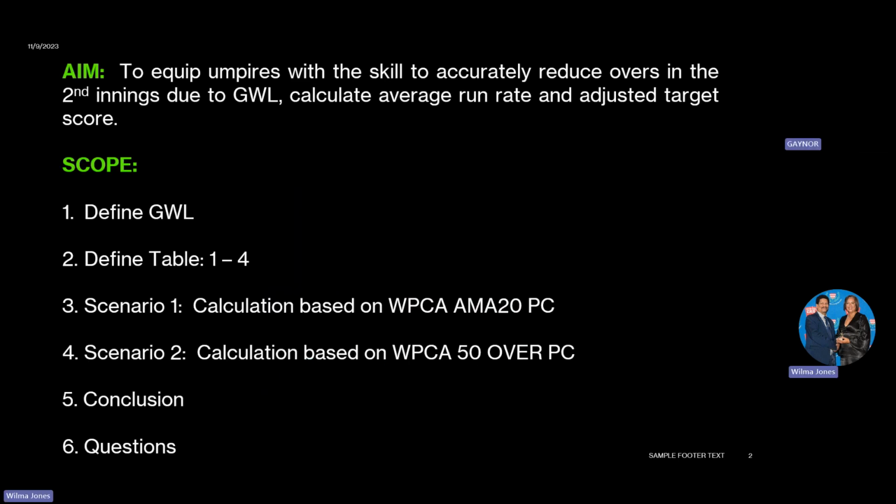The aim of tonight's session is to equip umpires with the skill to accurately reduce overs in the second innings due to ground, weather or light, calculate the average run rate, and adjust the target score. So the scope for tonight's session will be to define what is ground, weather or light. We will once again, as a reminder, define the calculation tables 1 to 4.